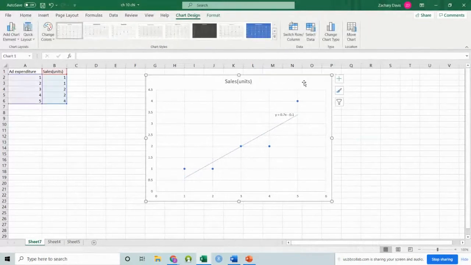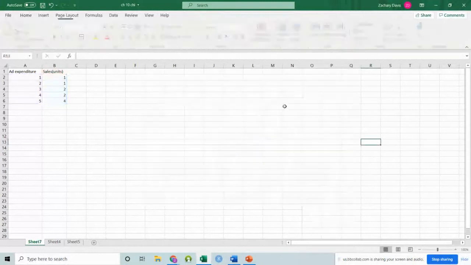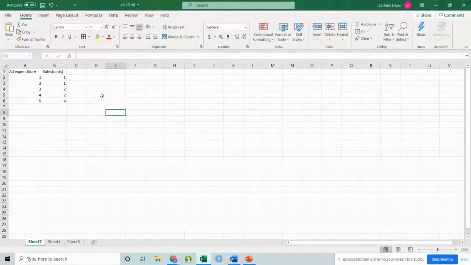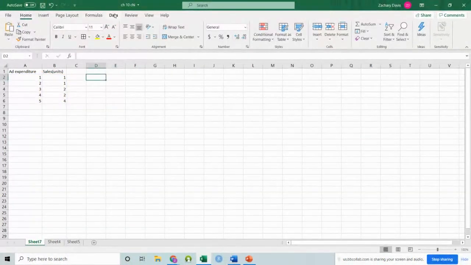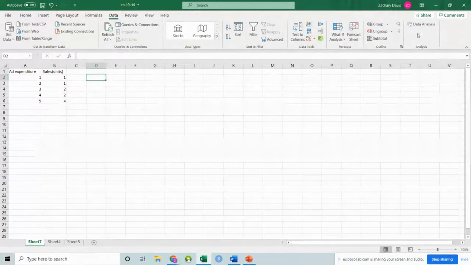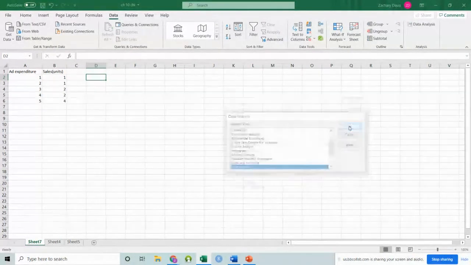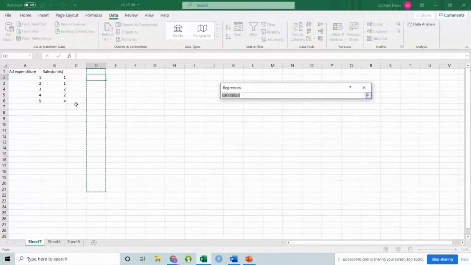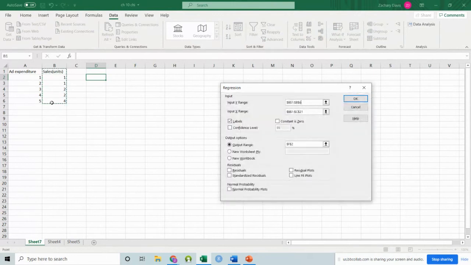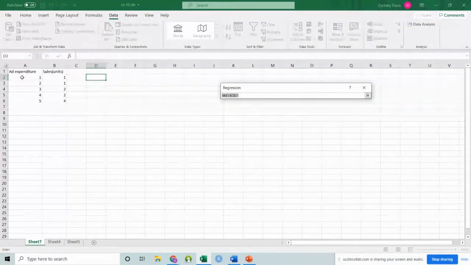However, there's a lot more data that goes into a regression. So the other thing we can do is on the data tab in data analysis, we can go to regression, and then our Y value, what we're trying to predict is the number of sales, right? And we want to use that based on how much money we spend on advertising.